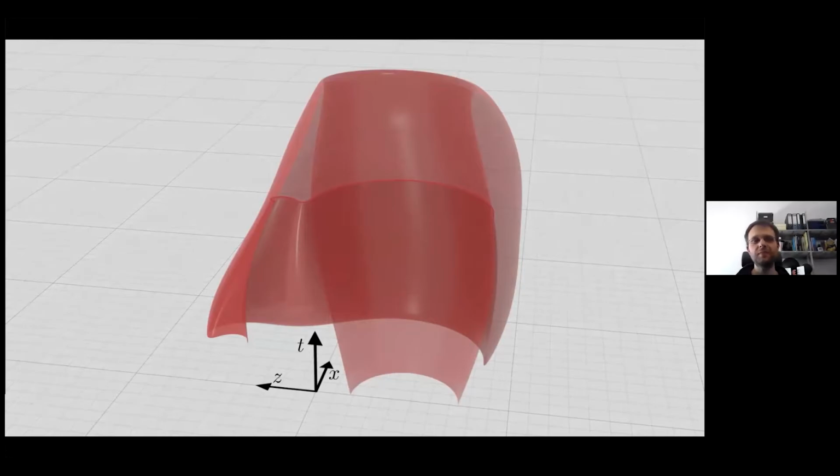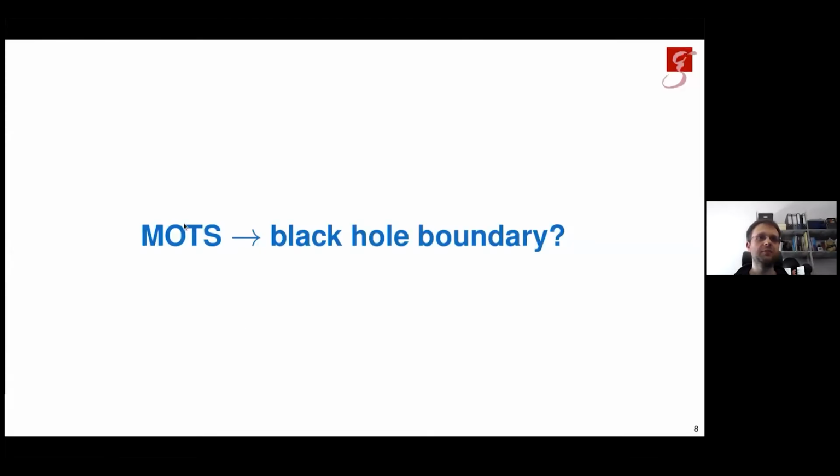However, one thing that is very clear at this point is that we need to ask the question of what these surfaces mean. Do they have any meaning? Is there any relationship between some surface being a MOTS and it also being interpreted as a black hole boundary? And the answer is definitely no. Not every MOTS is a black hole boundary.